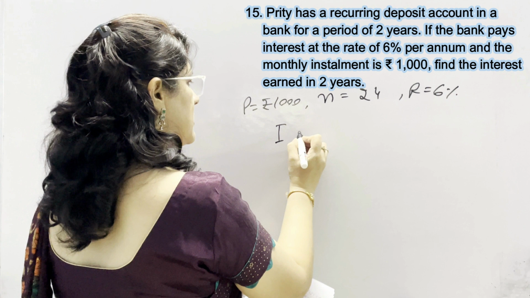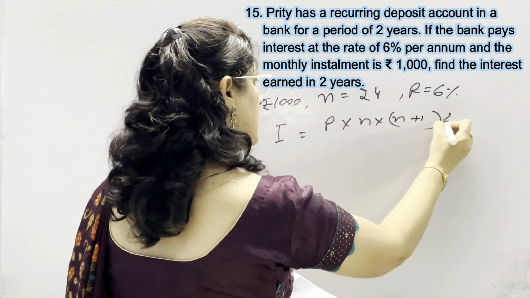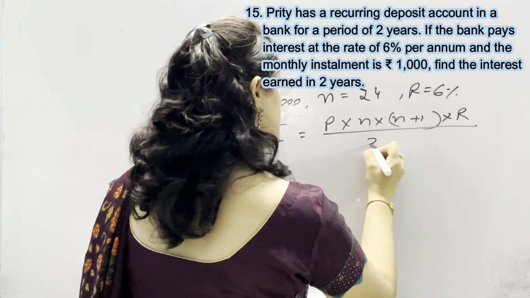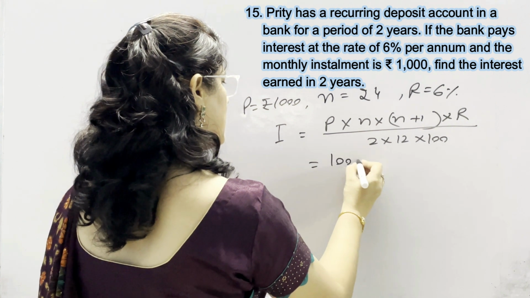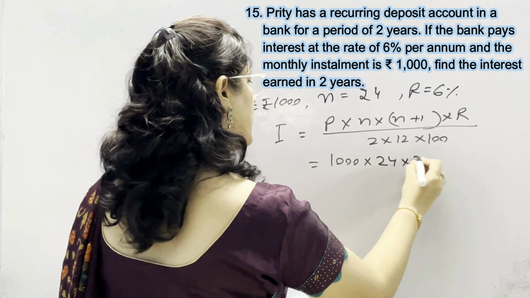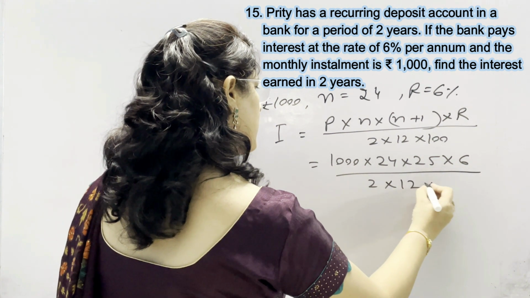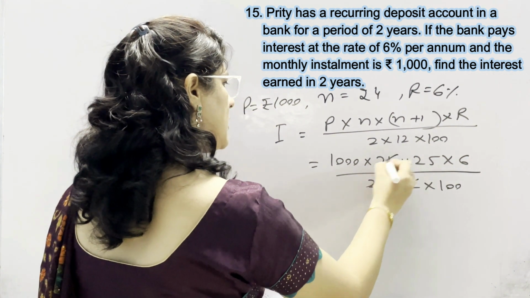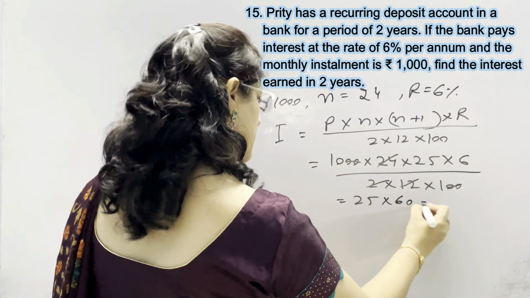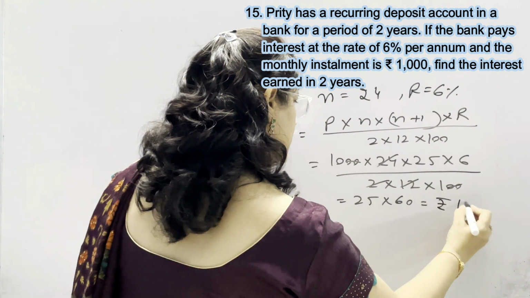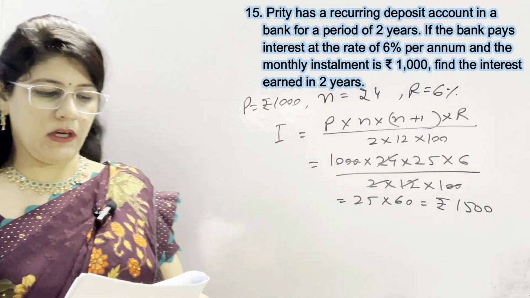We know the formula for interest. I is equal to P into N plus 1 into rate divided by 2 into 12 into 100. So what is the value of P? It is 1000. N is 24. N plus 1 is 25. Rate is 6 divided by 2 into 12 into 100. 12 into 24, 100 zeros cancel. 25 into 60. Its value is rupees 1500. So the interest earned by Preeti is rupees 1500.